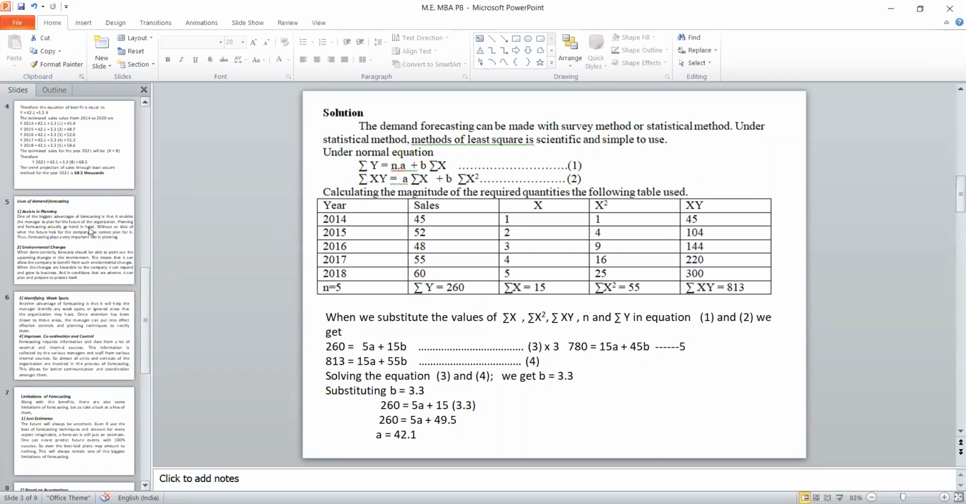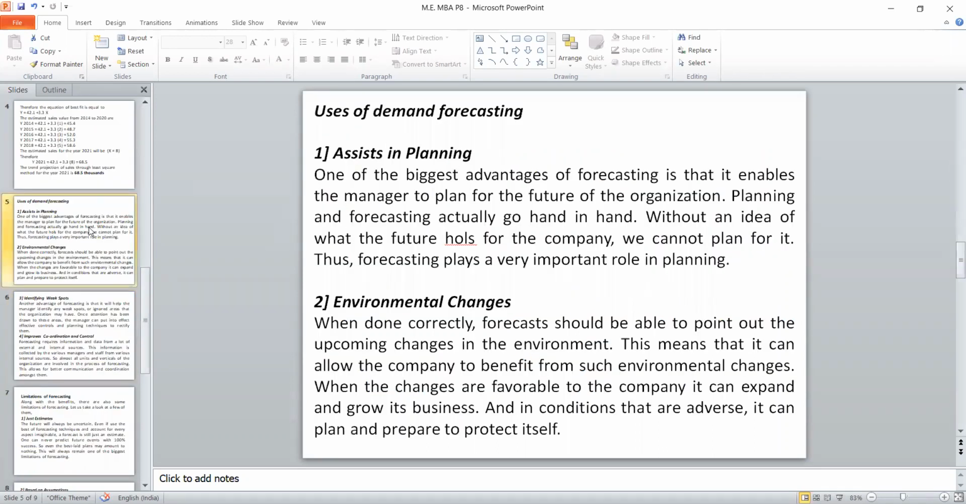Okay. Now we'll continue with the other section A questions. What are the uses of demand forecasting? It's a very general question only, but repeatedly they are asking. First of all, if you do a business, the basic thing is you have to plan. What will be my production process?